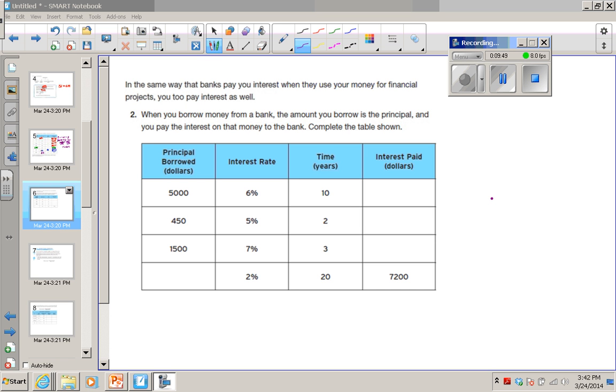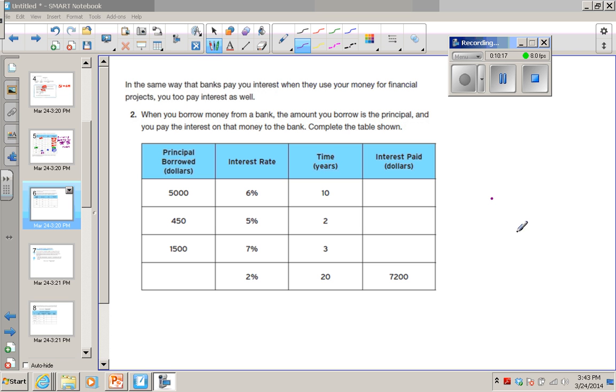In the same way that banks pay you interest when they use your money for financial projects, you too pay interest as well. When you borrow money from a bank, the amount you borrow is the principal, and you pay the interest on that money back to the bank. So complete the table shown. Principal here is the amount you borrowed from the bank. The interest rate is the interest rate at which you borrowed.